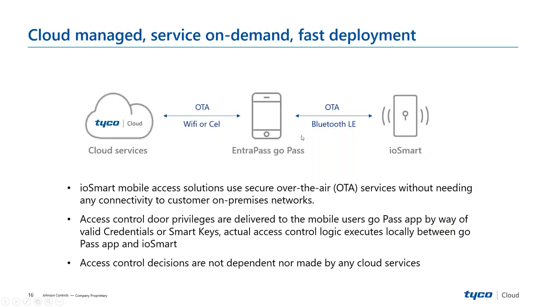Here's an example where the Bluetooth can connect to the ioSmart and to the cloud via over-the-air or Bluetooth or cell, however you want. But the reader itself, the Go Pass to the ioSmart, is over Bluetooth or BLE.